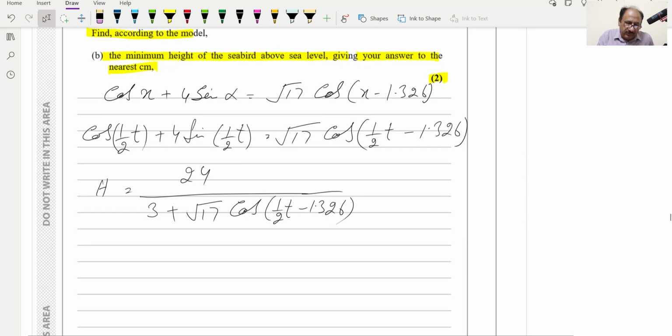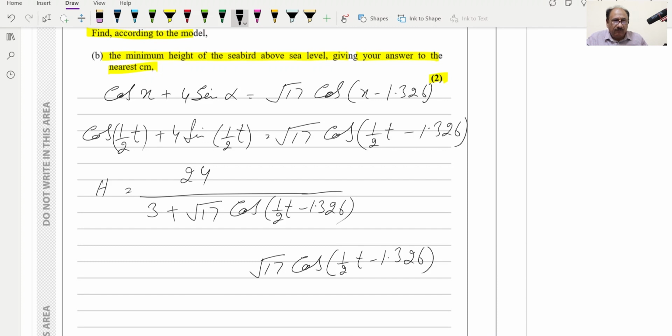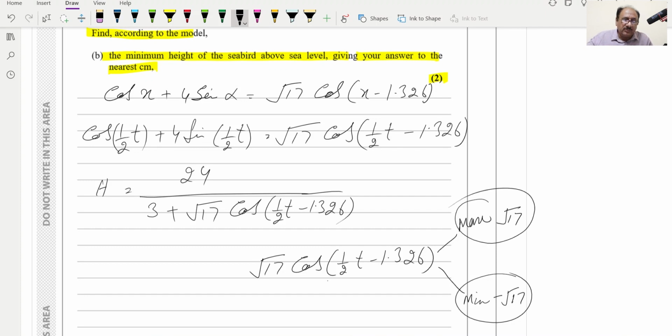The maximum value will be for this portion. We can consider root 17 cos of 1 by 2t minus 1.326, and the maximum value will be when cos is 1. So in that case the maximum value will be root 17, and the minimum value will be when cos is minus 1, which gives minus root 17. So this will be the minimum, and the maximum value will be the other one.